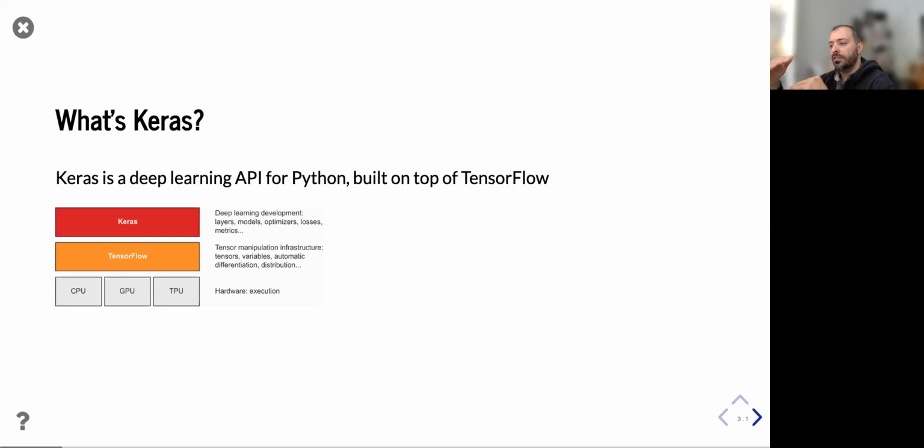And then you have Keras on top of it, which deals with things that are more useful for the deep learning engineer, for example the layers or the model. How do you define the graph of your model? How do you define which optimizer and which losses you want to use, or if you want some custom metrics? All these are the high-level components that Keras deals with. So Keras, in one sentence, is a deep learning API for Python built on top of TensorFlow.